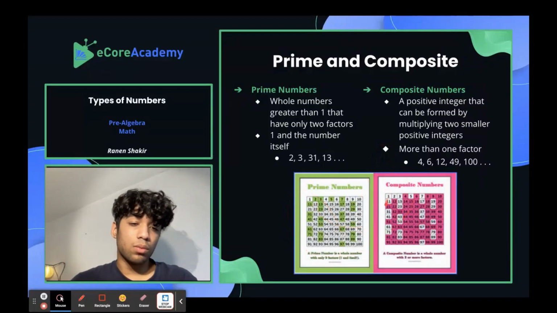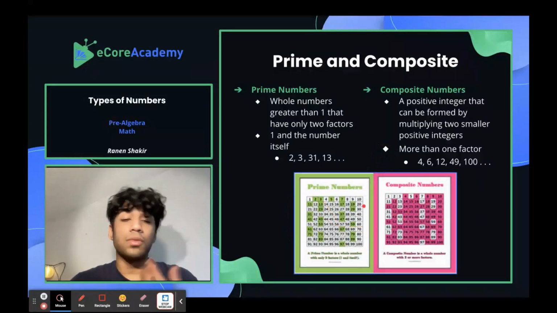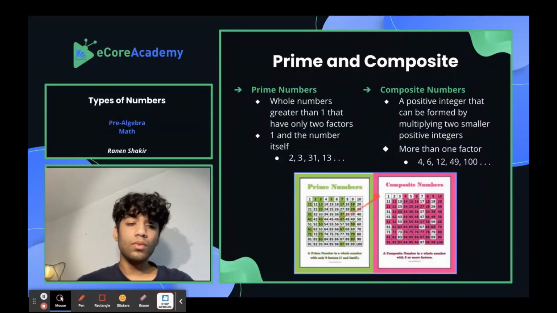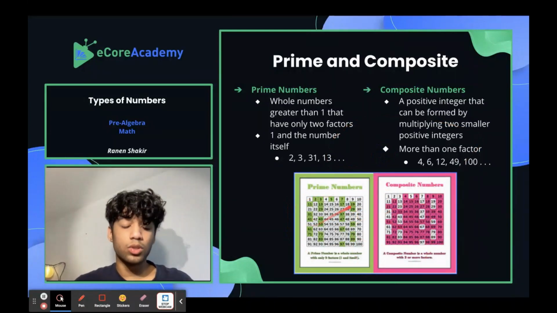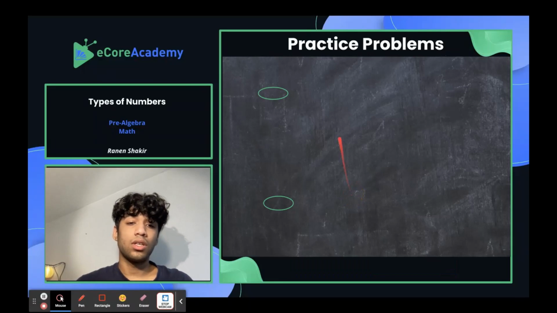As you can see, there are more composite numbers than prime numbers. That just makes sense how it works out. And we will go over this in the next chapter, which deals with multiples and factors.